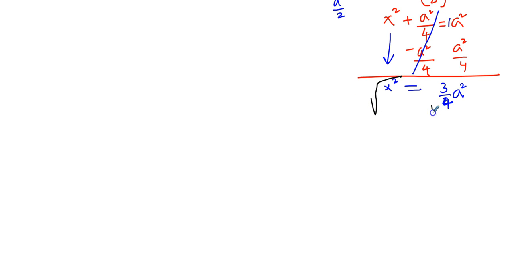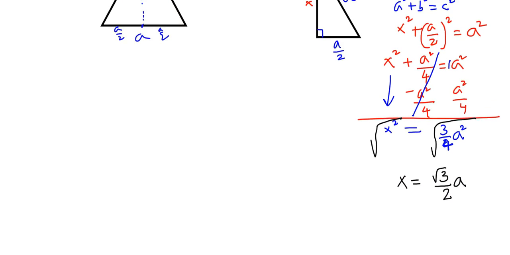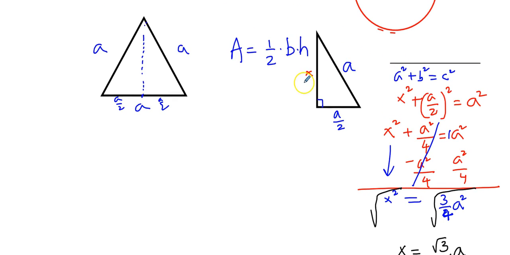You are looking for only X, so take the square root on both sides to get X is equal to square root of 3. It is not an exact number, so leave it as root 3 over 4. Square root of 4 is 2, and the square root of A square is A. Right? So X equals root 3 over 2 times this A. That's your height. This is square root of 3 over 2 times A.